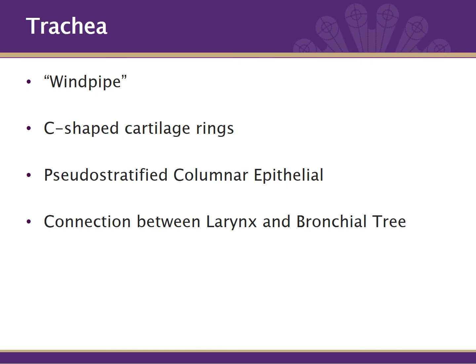The trachea is lined with pseudostratified columnar epithelium. Recall from the lecture on tissue that pseudostratified columnar epithelium is associated with cilia to sweep things or particles along and goblet cells that produce mucus. The mucus traps air particles to further clean the air. The trachea is a physical connection between the larynx and the bronchial tree, which comes next.